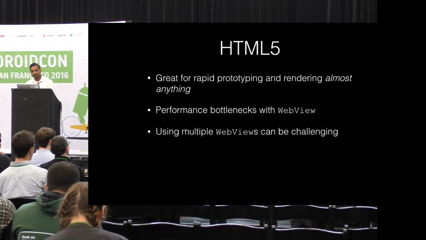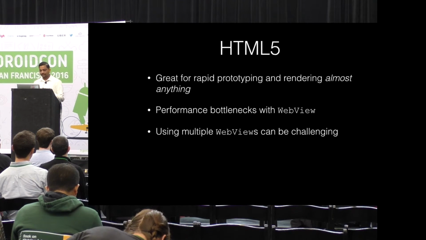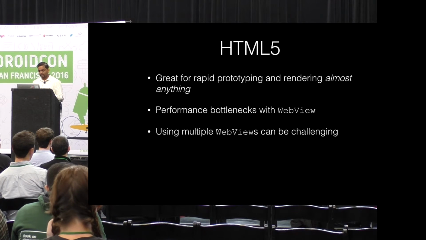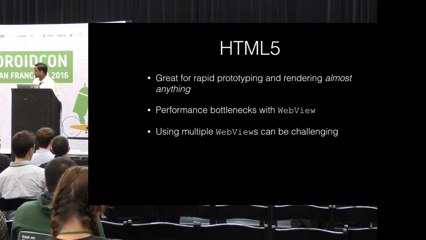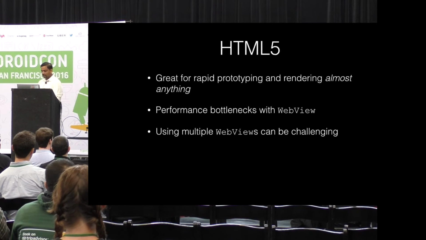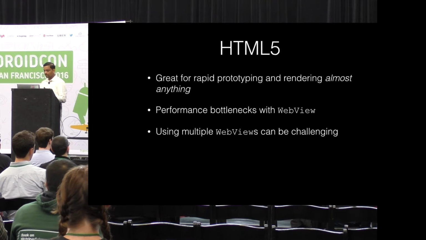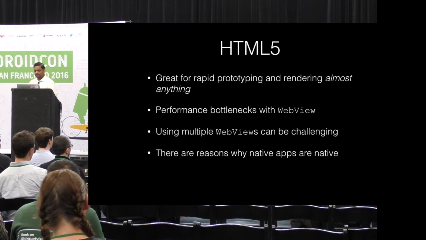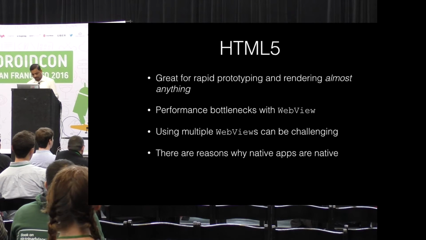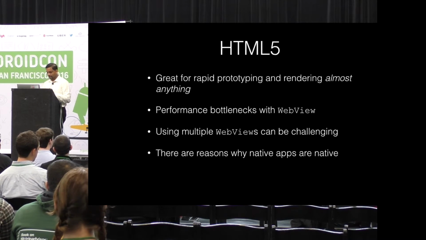Especially when you have to use multiple WebViews, for example, in a list view, things can really get challenging in terms of performance, in terms of getting high rendering rates. If you want your application to be at 60 FPS, it's very difficult if you have 5 WebViews in a list view running together. And there are reasons why native applications are native. So native elements are more accessible than WebViews. Native elements perform better than WebViews.